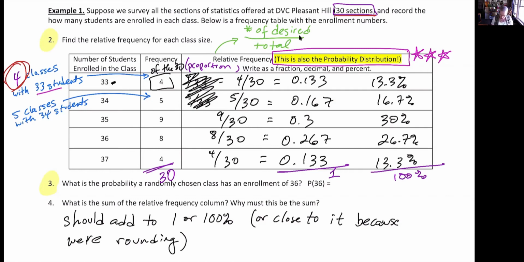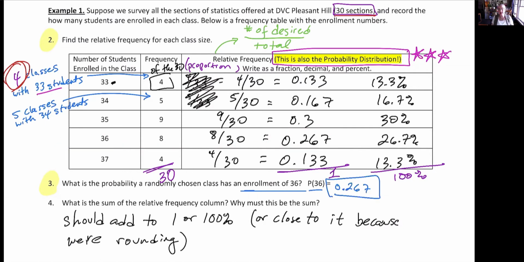So what's the probability that a randomly chosen class has an enrollment of 36? So we're finding the probability of 36 students in a class. And so I'm going to go up here. We're looking at this row here, and that probability is 0.267.